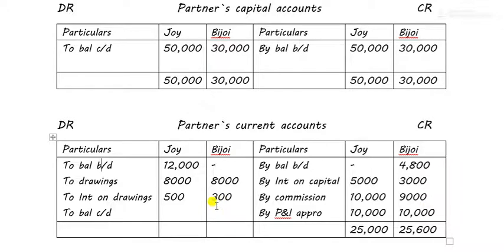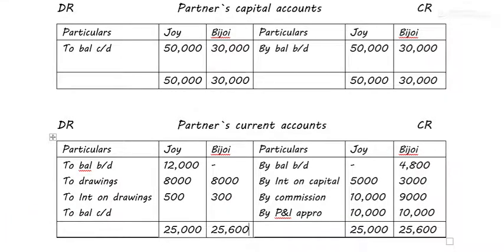Now coming to drawings. They have each made a drawing of 8,000 during the year. Okay, 8,000, 8,000, done. Interest on drawings, you already calculated, 500, 300. So the total here is, obviously, this side looks more. So we total it first, 25,000, 25,600. So record it over here also, 25,000, 25,600. Done.